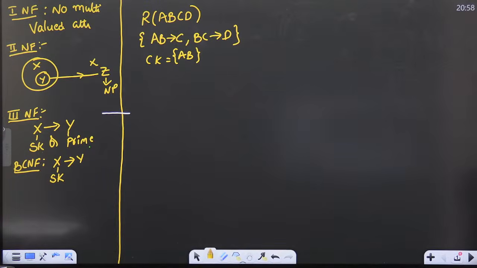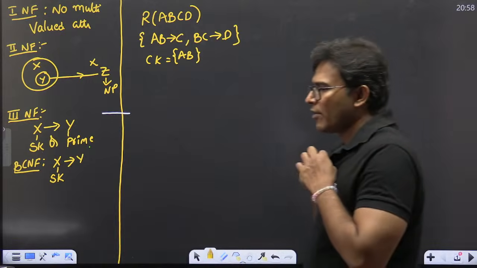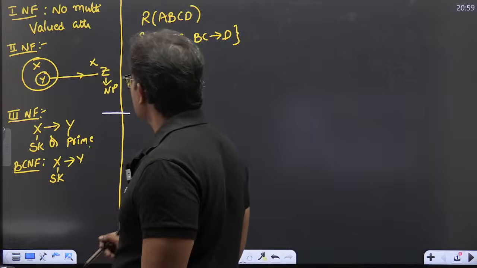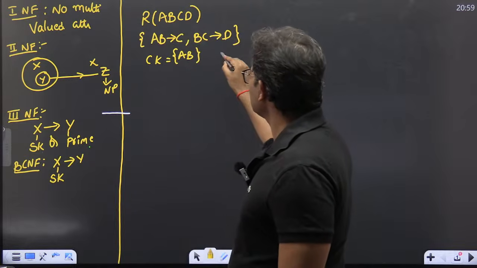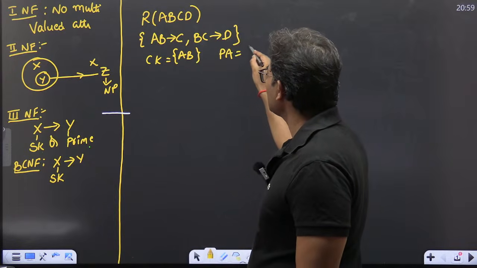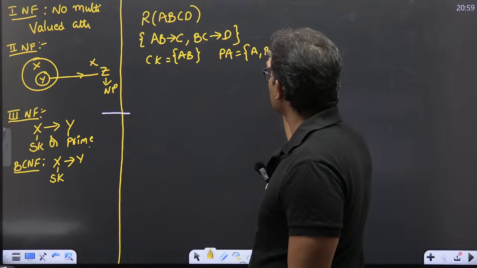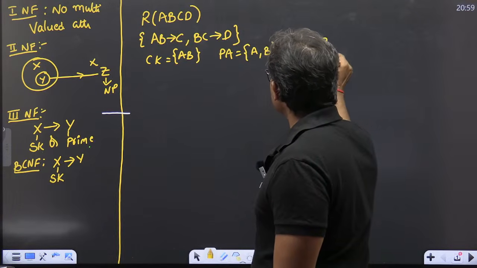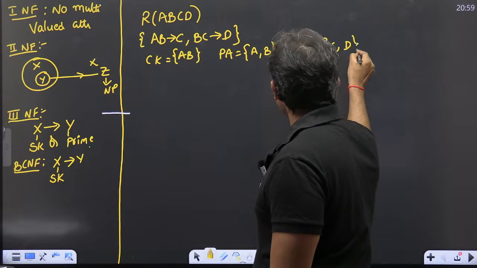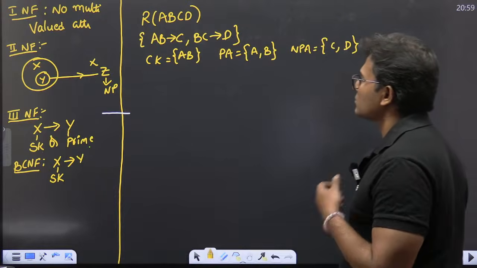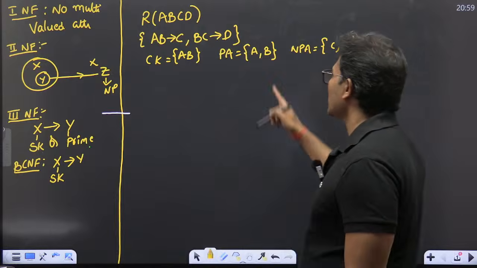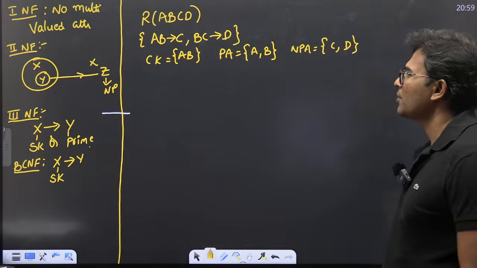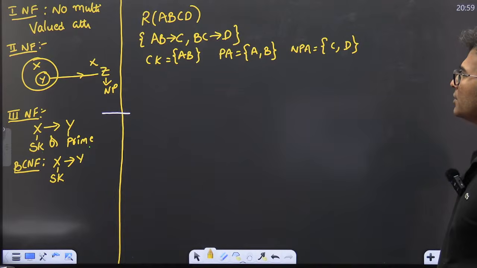Okay. So let's solve this. What are the prime attributes? Prime attributes are A comma B, right? And what are the non-prime attributes? Non-prime attributes are C comma D.